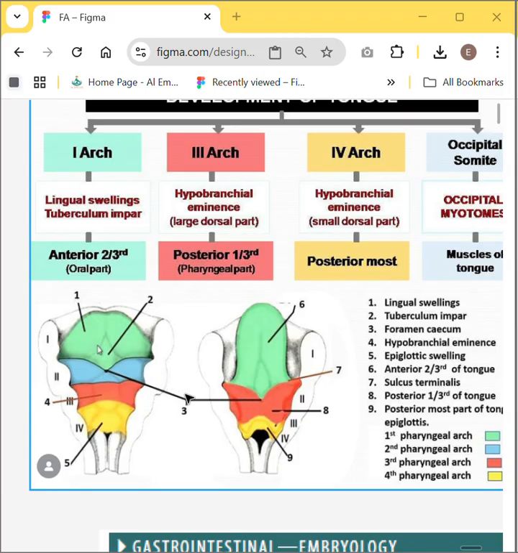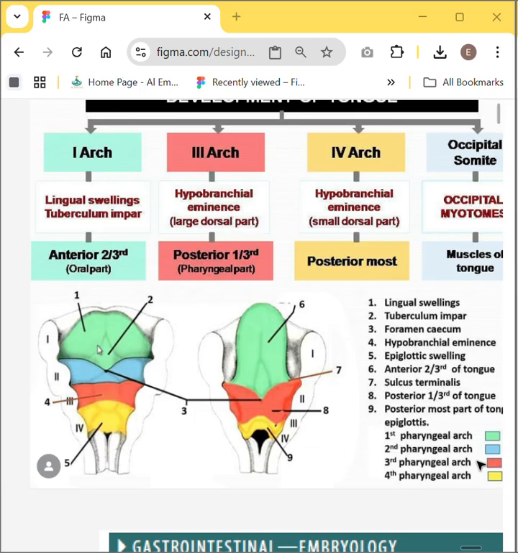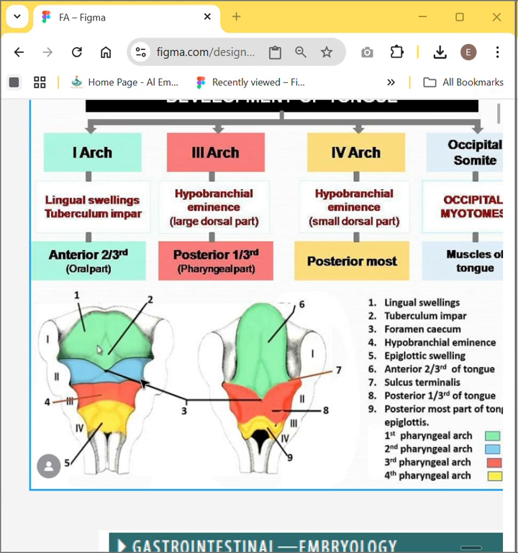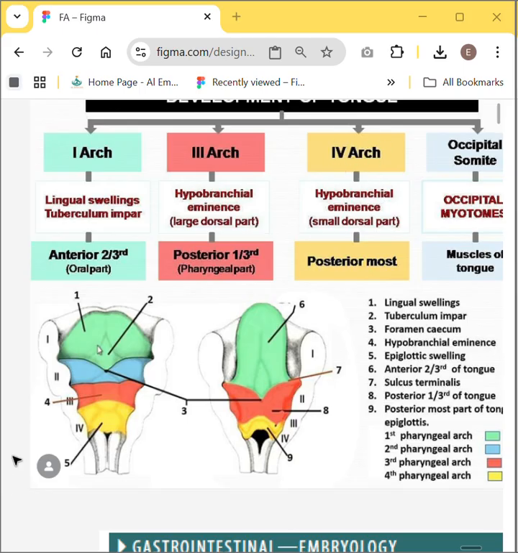The hypobranchial eminence is a large dorsal part formed by the third arch. The orange is the third pharyngeal arch. Then we have the yellow area, the posterior most area, a small dorsal part. The fourth arch creates the most posterior part of the tongue and the epiglottis. And this orange part is the posterior 1/3 of the tongue.